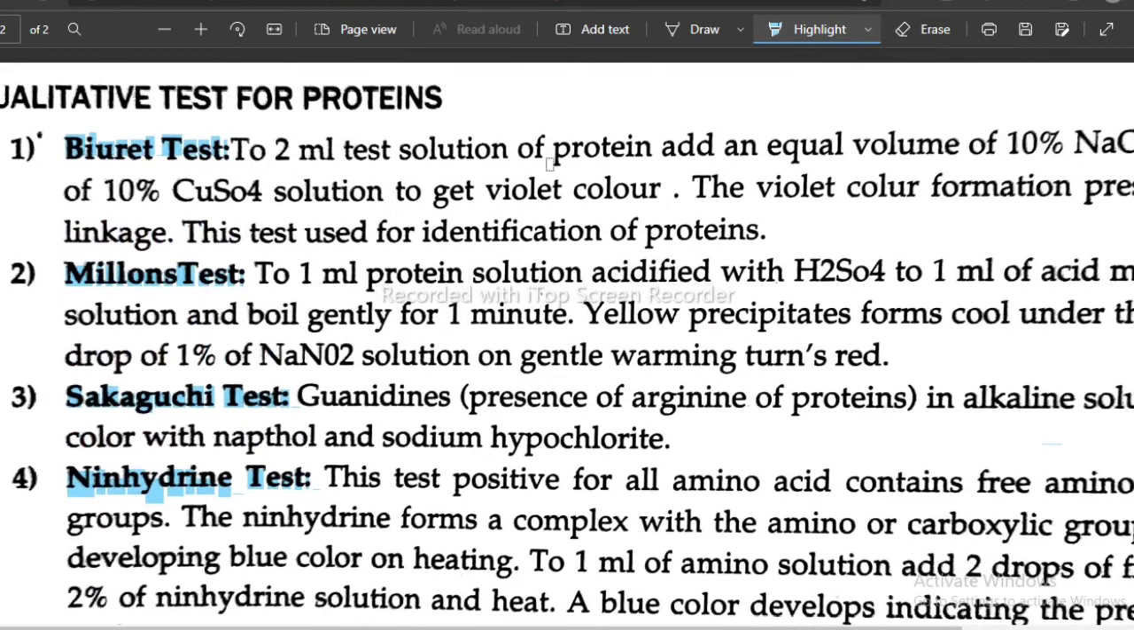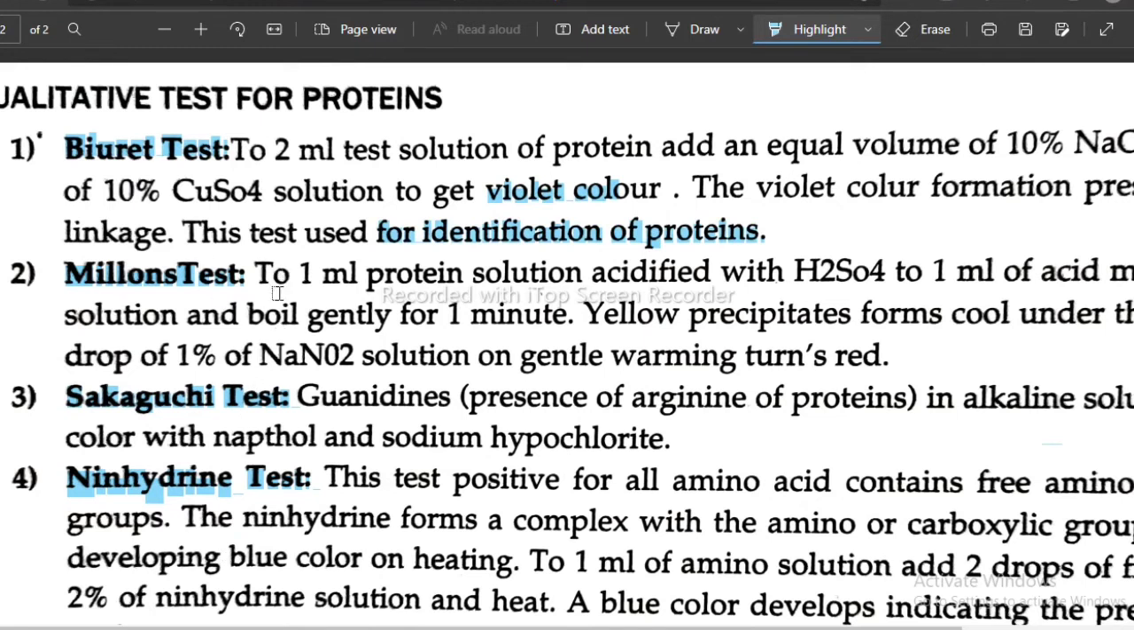यहाँ पर आपको क्या करना है, 2 ml test solution लेना है of protein and add an equal amount of 10% NaOH and 10% CuSO4 solution to get a violet color. यहाँ पर अगर violet color आ जाता है that means यहाँ पे Biuret test जो है positive आएगा. The violet color जो है confirms the peptide linkage, and this test is used to identify the protein.